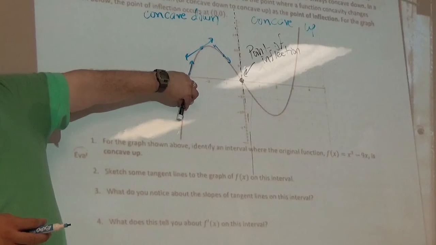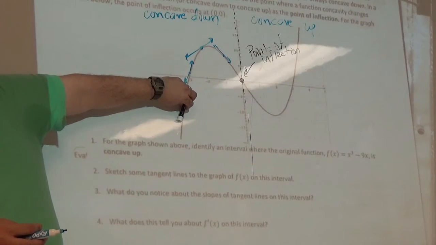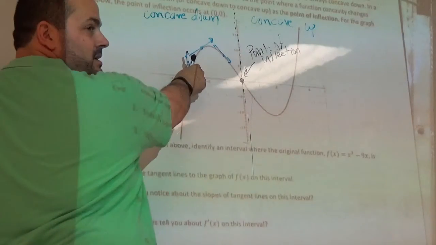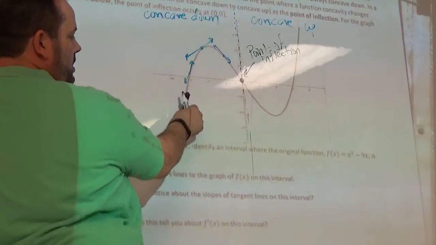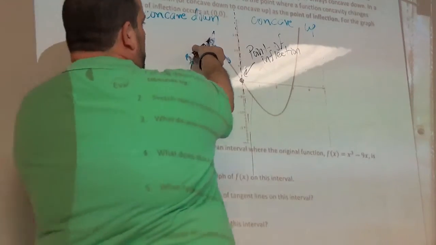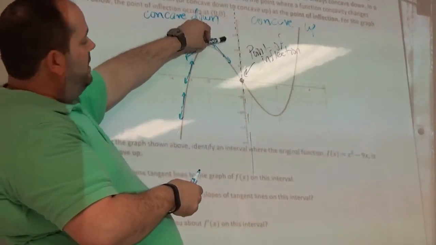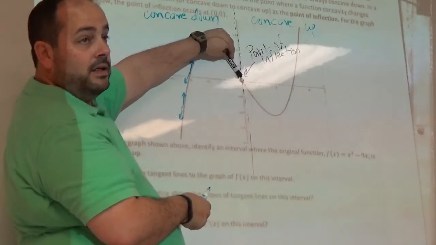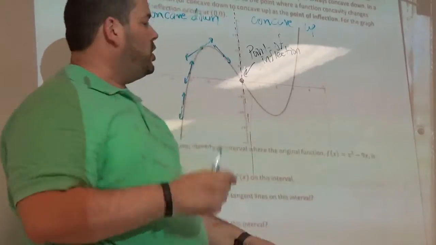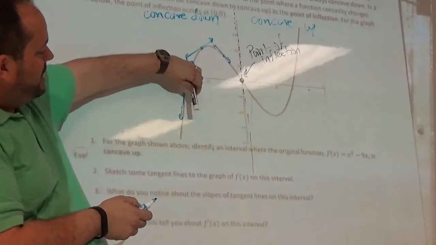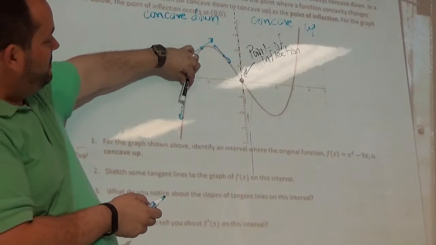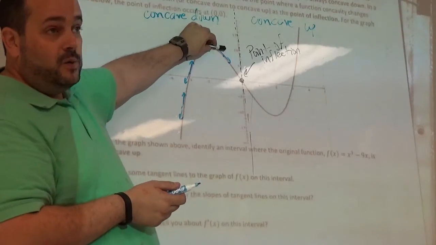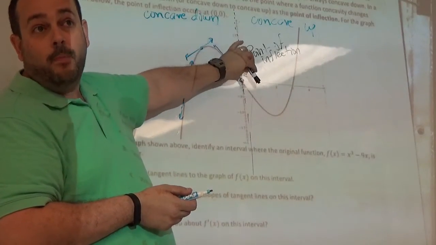Okay, what do I know about the slope over here? Positive. How about over here? Positive. More positive or less positive? Less positive. Less positive over here. Less positive. Zero over here. Negative. There is one word to describe what's happening with those slopes. Really positive, less positive, less positive, zero, negative, more negative.